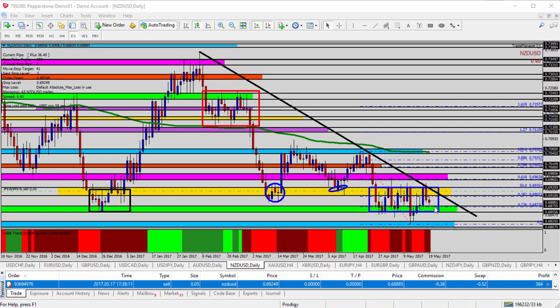Of course, we're targeting the green zone as our first take profit level. That is into the 68.75 level. We're only about 10 pips away from that now. And if it can break there, we'll look for further movement in the direction of the trend for the New Zealand dollar.